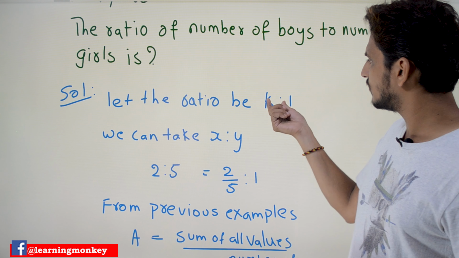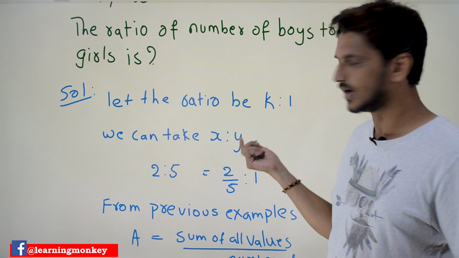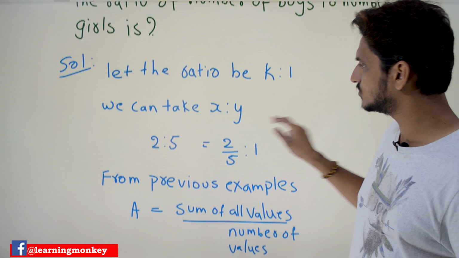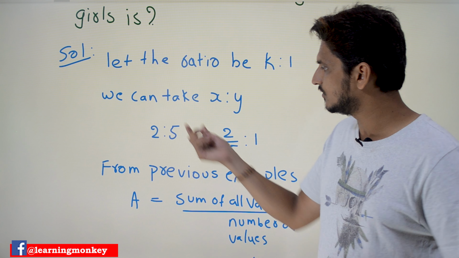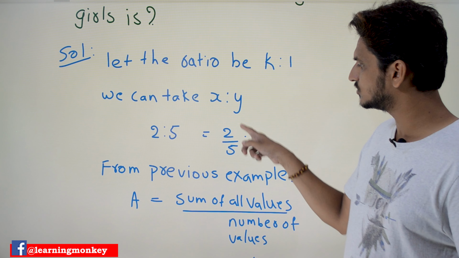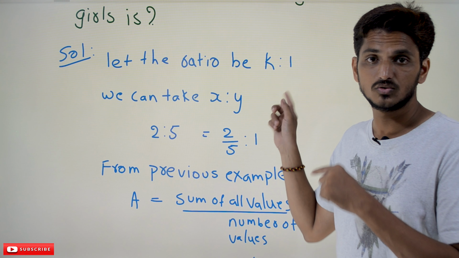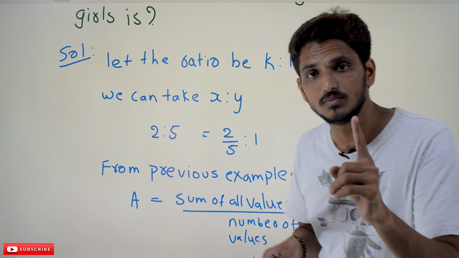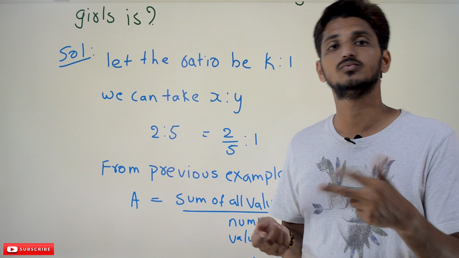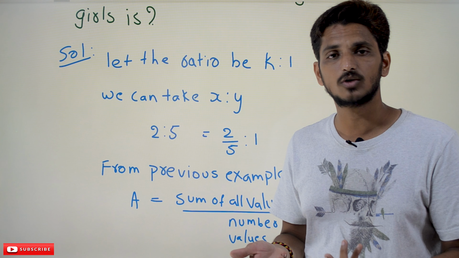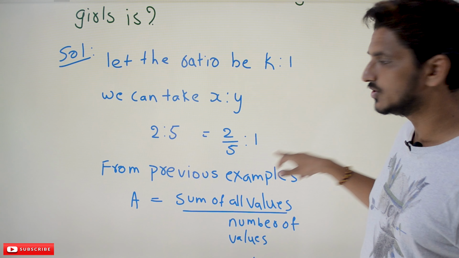So if you take the ratio of boys to the girls as k is to 1, why k is to 1? Why not x is to y? You can take it as x is to y also, or 2 is to 5. But ratios have that flexibility. You can write k is to 5 as 2 by 5 is to 1, meaning k is to 1. If you take k is to 1, you have to solve only one variable k. If you take it as x is to y, you have to solve two variables x and y, which is difficult. It is not possible here in this example. That's why we have chosen k is to 1. This is the important point you have to understand.